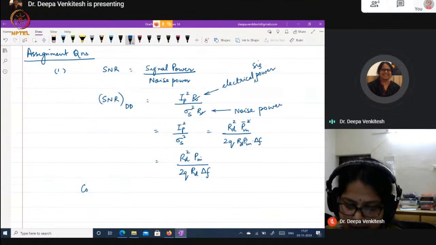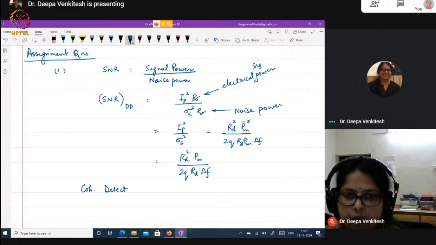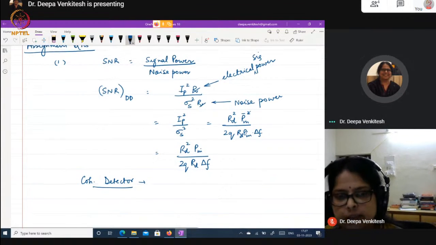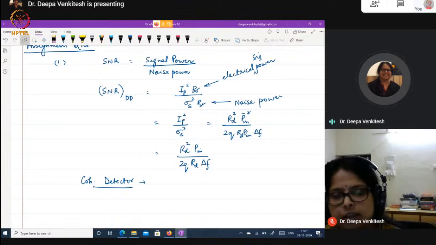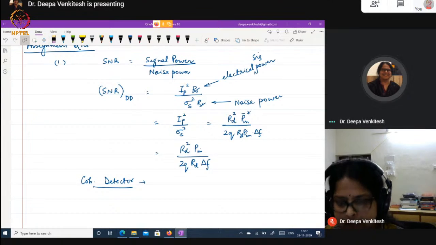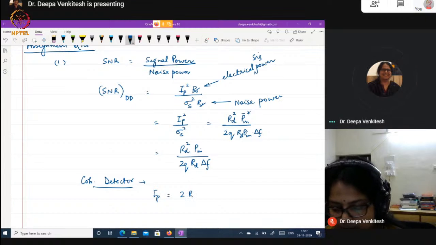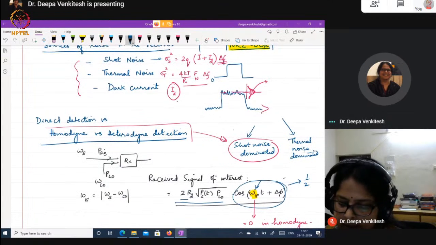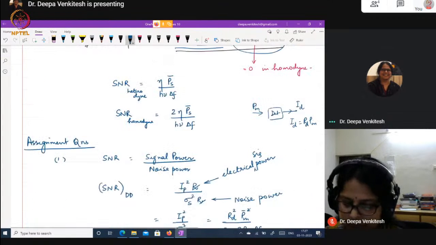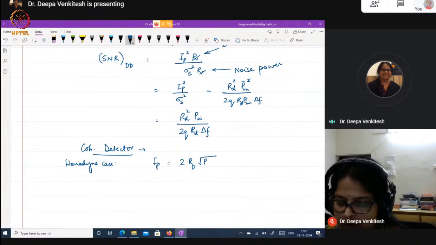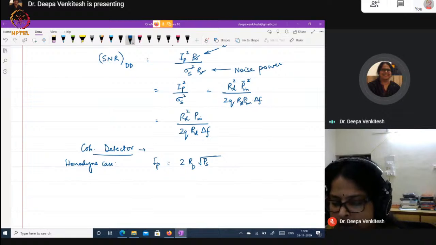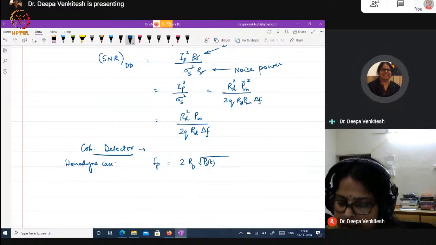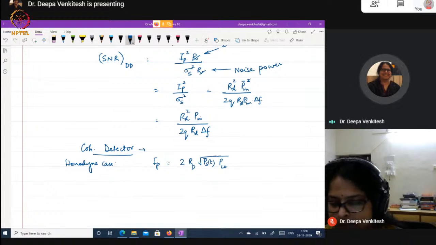Now for a coherent detector, what is different? The signal of interest is not really just PS. The signal of the photocurrent in this case will be twice RD. Of course, I'm taking the Homodyne case. We just saw it here. It is twice RD square root of PS PLO. If I take the average power, it is PS bar, which is a function of time, PLO. So now you can substitute in this equation.